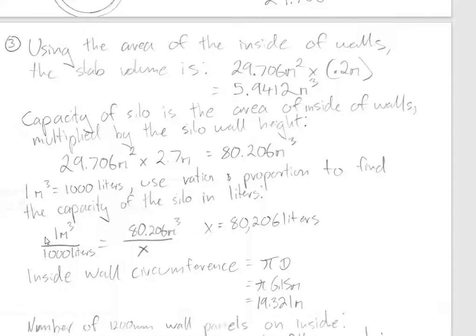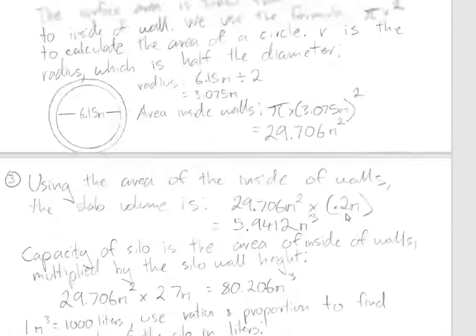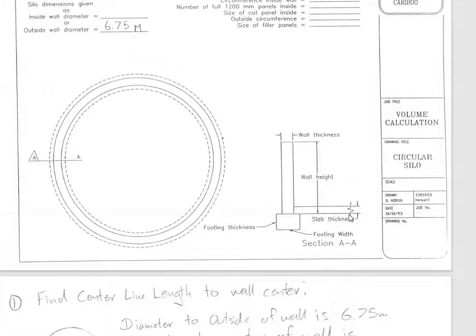Okay, and here you have that very familiar ratio and proportioning going on to give you a good visual of how we do the math on this. I put that into fraction form. I put the cubic meters on the same side of the fraction, cross multiply, divide. It's really just 80.206 times 1,000. And we get 80,206 liters, the capacity of the silo. What else is being asked of us in this question? Let's have a look.